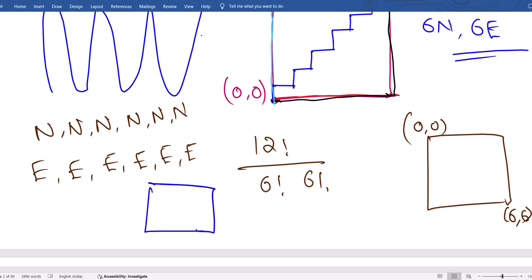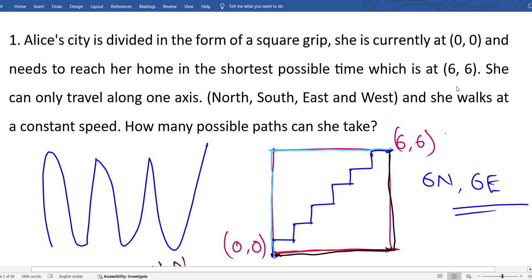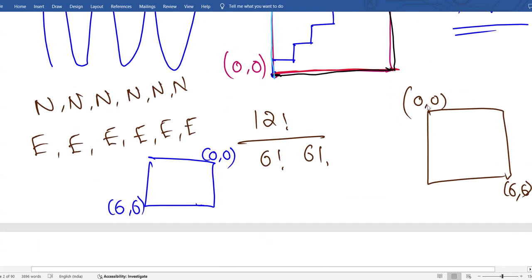Or else I can go like this: 0,0 here, and I can assume 6,6 here. Then 6,6 is at the down and left side, which means south and west are required. 6 south, 6 west are required. That's why in the question they mention different things. You want to start at the 0,0 point and reach the 6,6 point. My assumed diagram is this square grid, or else you can assume it this way. It depends on whether a northeast, northwest or southwest combination will be involved.